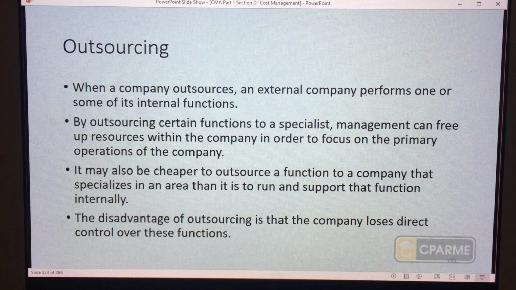So by outsourcing a certain function to a specialist, your management can free up resources within the company so that these resources can be used for other relevant operations in the company. Again, it may also be cheaper. One of the disadvantages of outsourcing, really, the question before was about the quality. Sabi nila, when you outsource something, then you lose quality control kasi wala ka nang hand doon sa how the third party will provide the service.